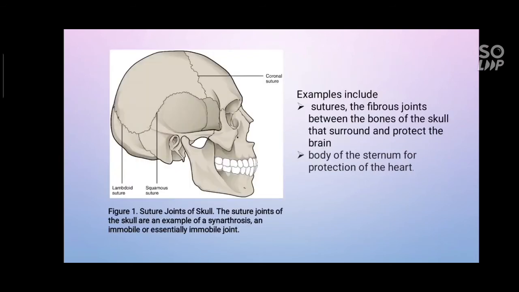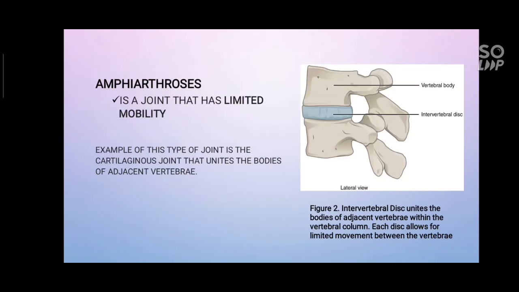So, examples include sutures, fibrous joints between the bones of the skull that surround and protect the brain, as well as the body of the sternum for the protection of the heart. Amphiarthrosis is a joint that has limited mobility. An example of this type of joint is the cartilaginous joint that unites the bodies of adjacent vertebrae, which is what we call the intervertebral disc.